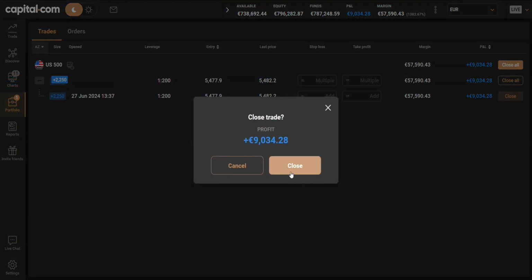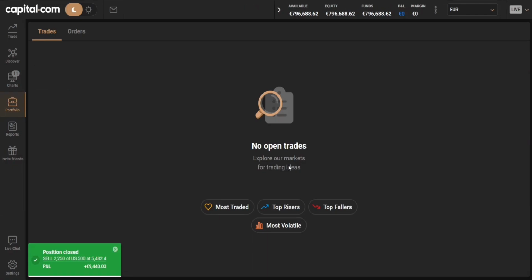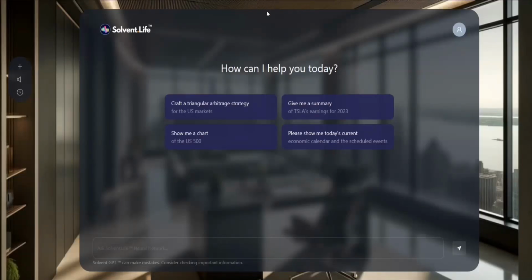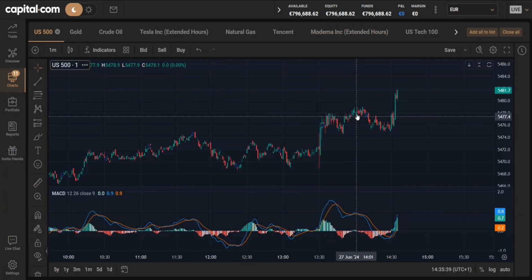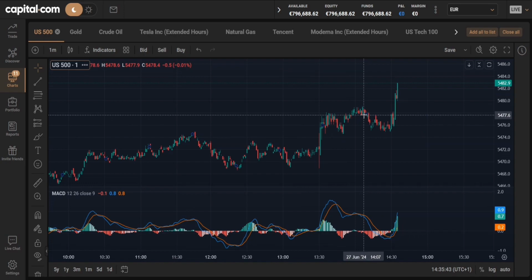It's pretty good. See if we can hit 10, and then we'll see if we can get out. Well, let's do 9,440 euros right there. So that's not a bad trade, considering we just had a quick little trade here on Solvent GPT. We took the entry at around 5,477, and it's going up consistently.